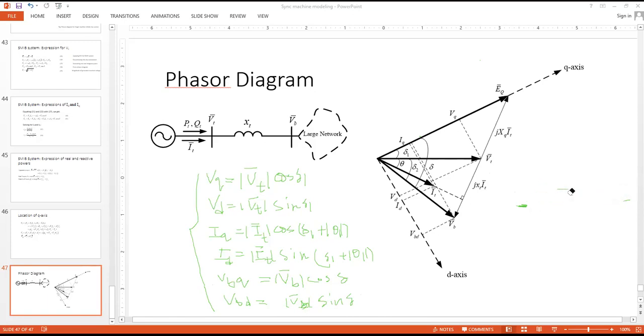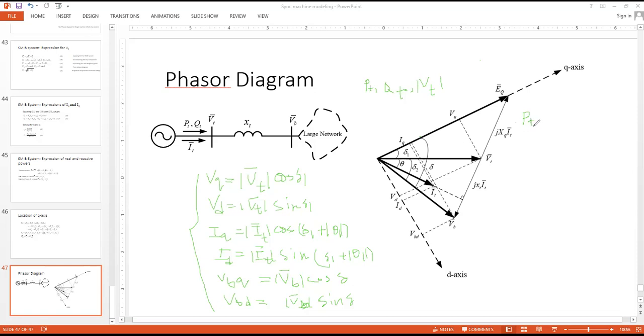What are the checkings? The checkings are this. Whether our calculations are correct or not, we can check it with the help of the calculation of PT again. Remember, we started from some known value of PT, QT, and VT magnitude. So these were given initially.